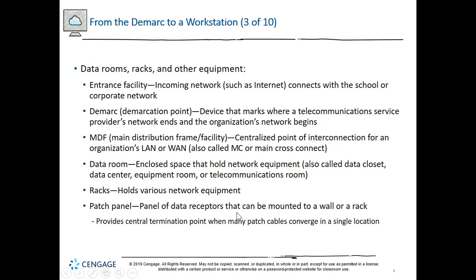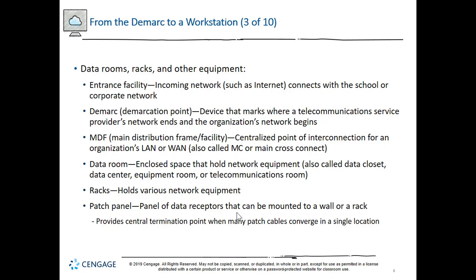Okay. Data rooms, racks, and other equipment. This is just a vocab section of what we need to talk about. The entrance facility, as I mentioned, is where the network or the internet connects to the school or to your campus or to your business. The demarcation point is where the telecommunications service has handed off the responsibilities to us. The main distribution facility is a centralized point of where everything will then span out in that star formation.